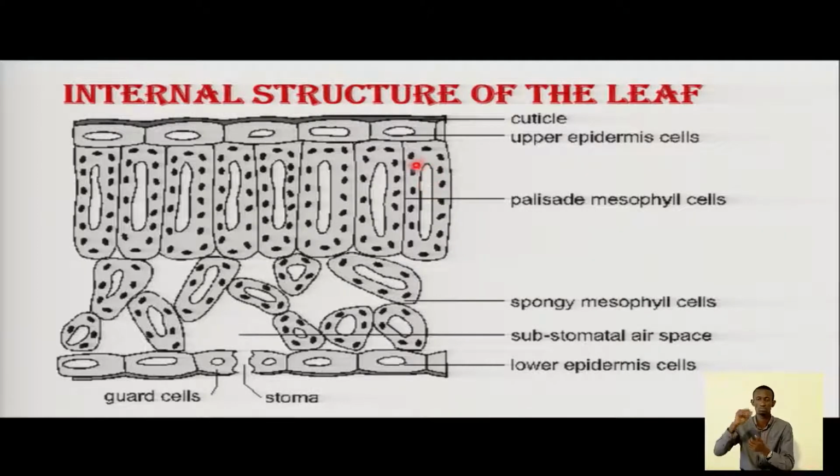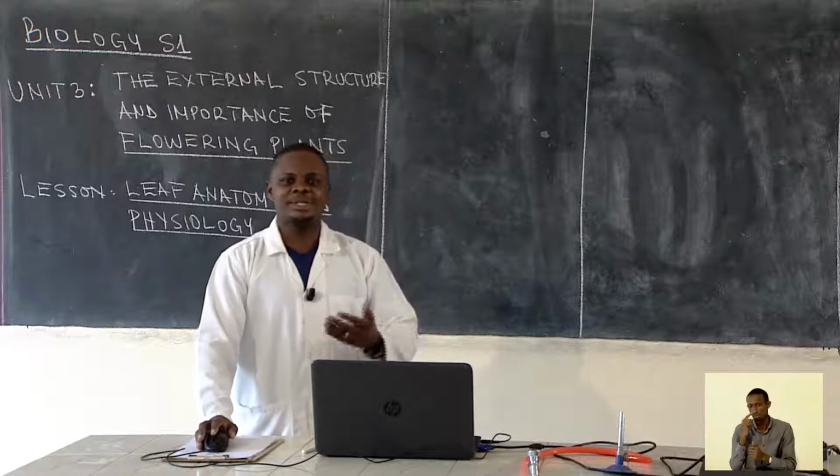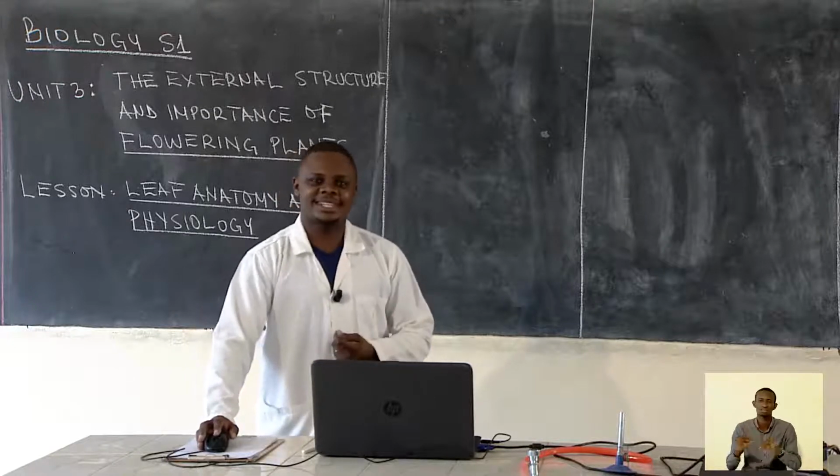It also has chloroplasts. These are chloroplasts. And chloroplasts are very important in plant cells because they contain what we call chlorophyll. And chlorophyll is a green pigment which is needed in the process of photosynthesis.